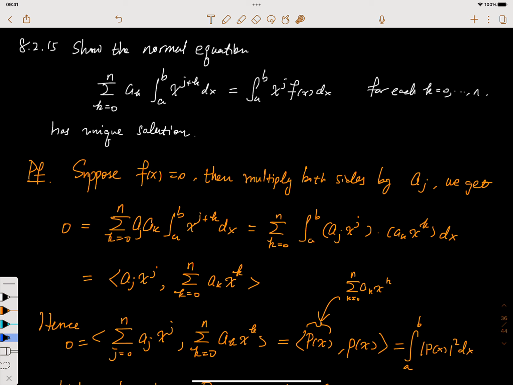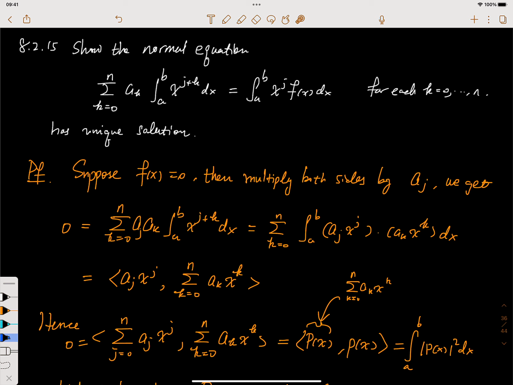Problem 8.2.15. Remember that when we do the least squares approximation of functions using polynomials, we'll see the normal equation which looks like this for each row. Essentially you have this Hilbert matrix which is composed of these kinds of unit rows in that matrix. These a_k's will be the unknowns we try to solve for, and this is the right hand side. The question is, can we show that this normal equation has a unique solution?